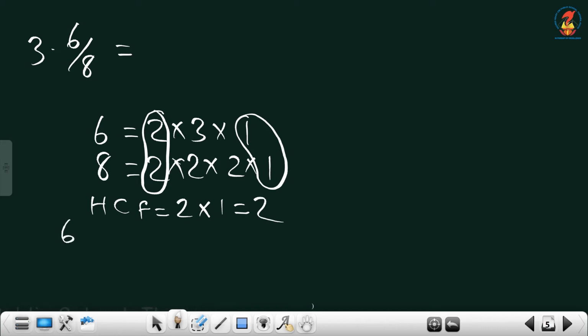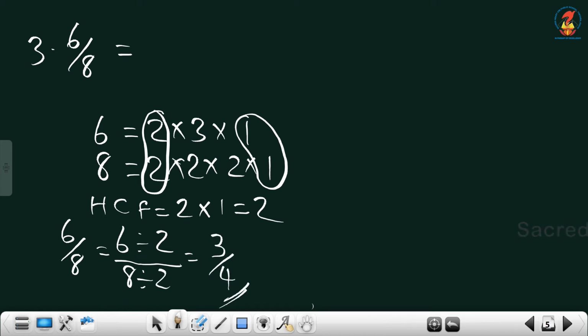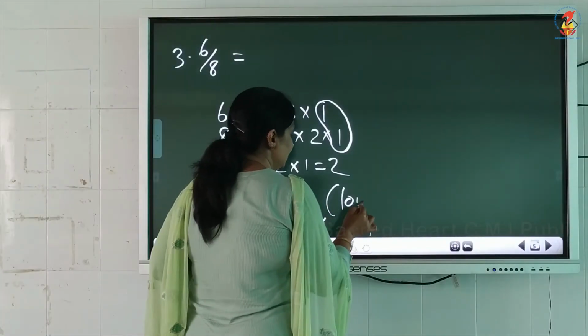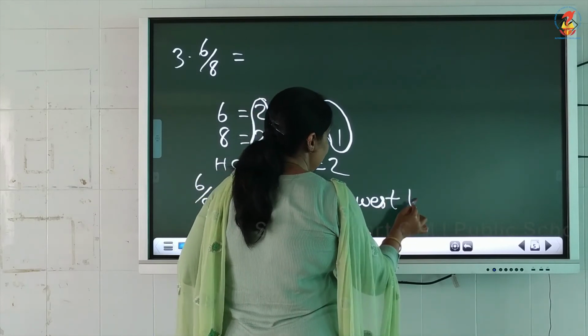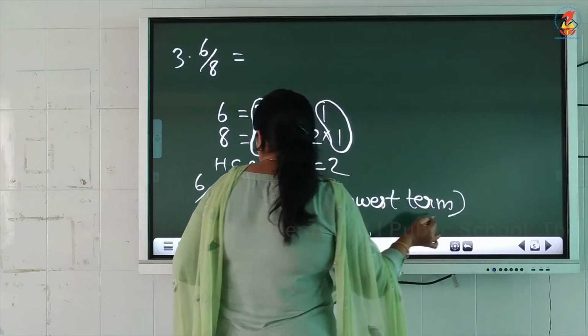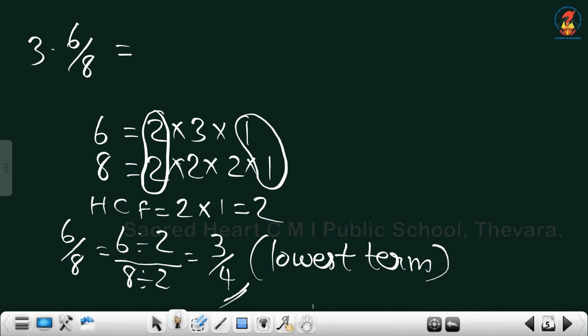After that, how can I make it into lowest term? Divide 6 by HCF, 8 by HCF. I will get what? 3 by 4. Is it clear? It is called what? Lowest term. Lowest term of which fraction? 6 by 8. Is it clear? Okay.